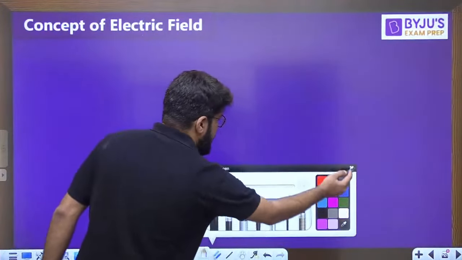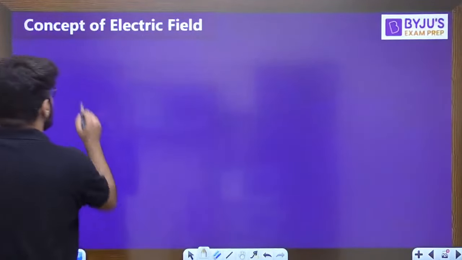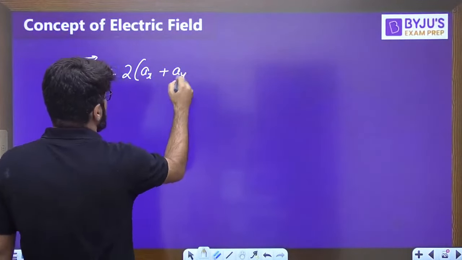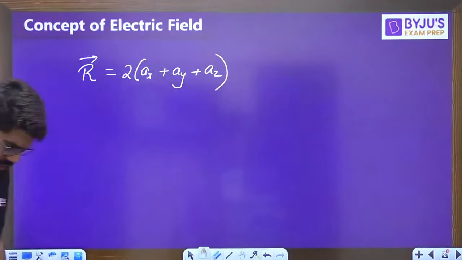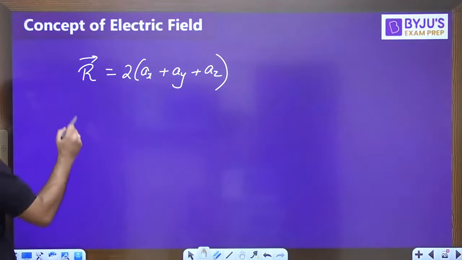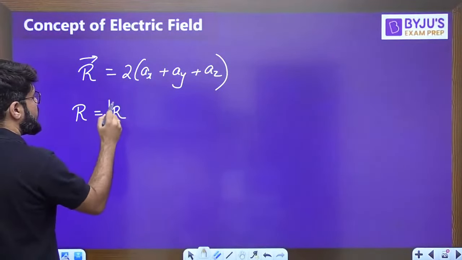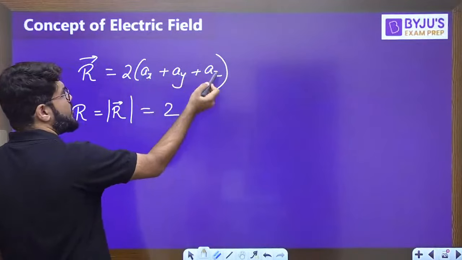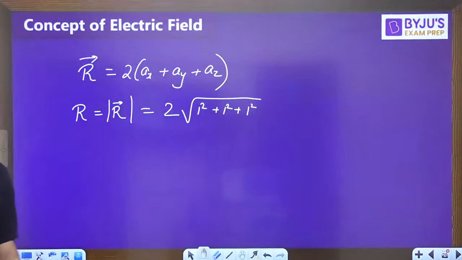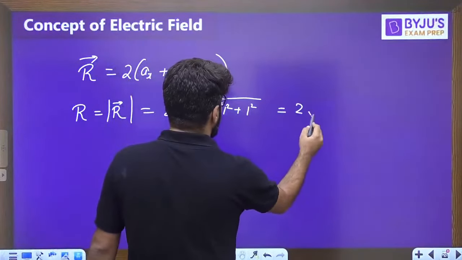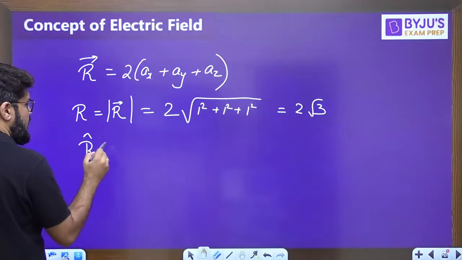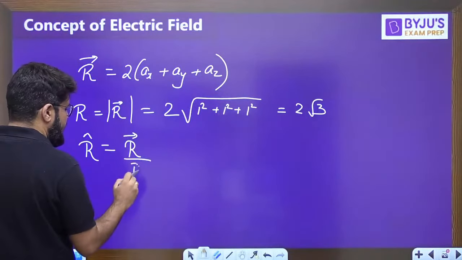So here we have the vector R equal to twice of (AX plus AY plus AZ). What is the magnitude of the vector R? 2 is a constant, and the magnitude will be the square root of x squared plus y squared plus z squared, the magnitude formula of a vector. So this magnitude becomes 2 root 3. What will be R hat? R hat will be the vector R divided by its magnitude.